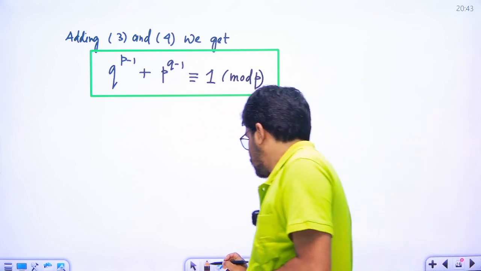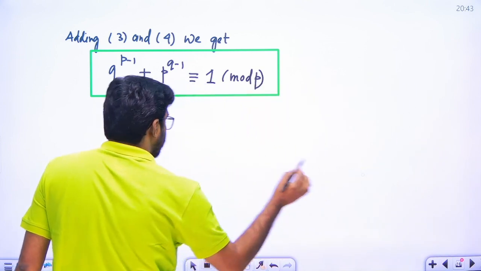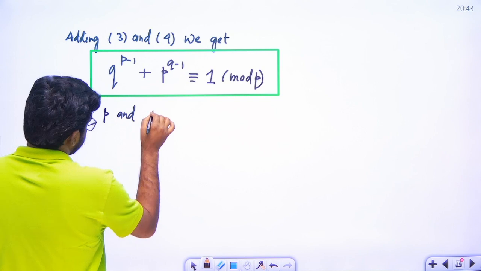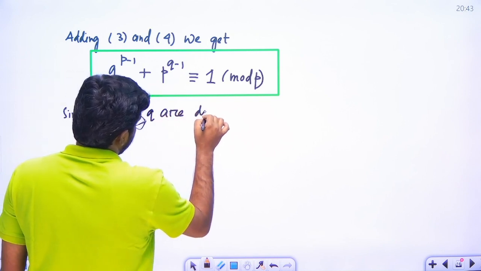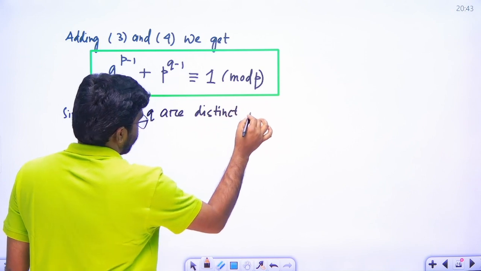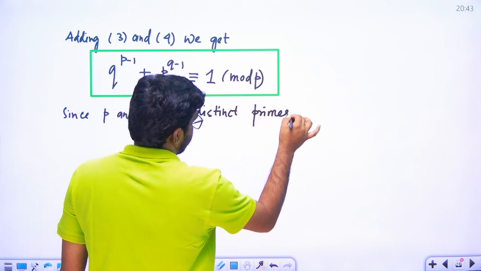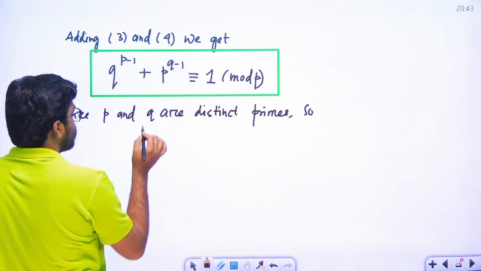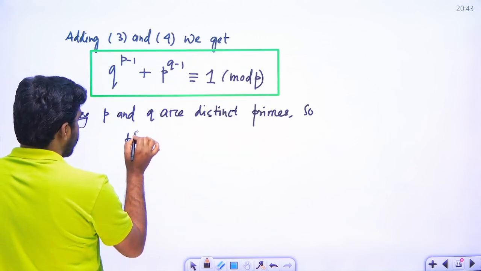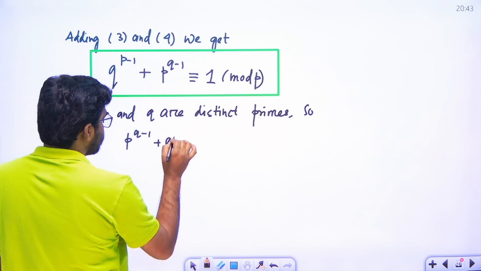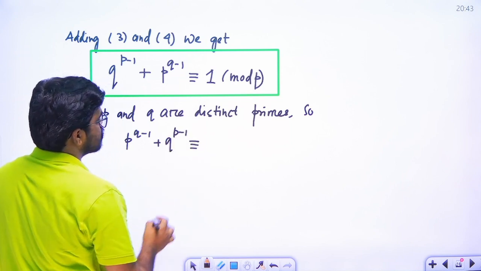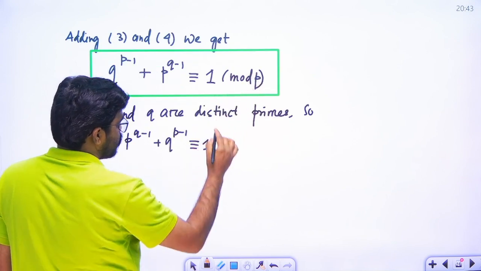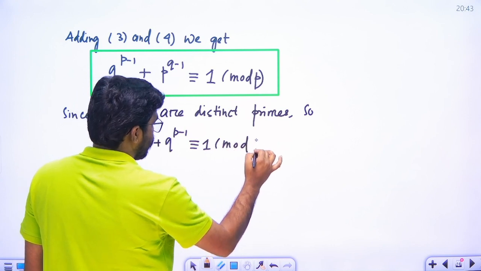Since p and q are distinct primes, that means GCD of p and q is 1, right? So p to the power q minus 1 plus q to the power p minus 1 is congruent to 1 modulo what? Modulo pq, that is, 1 modulo pq.